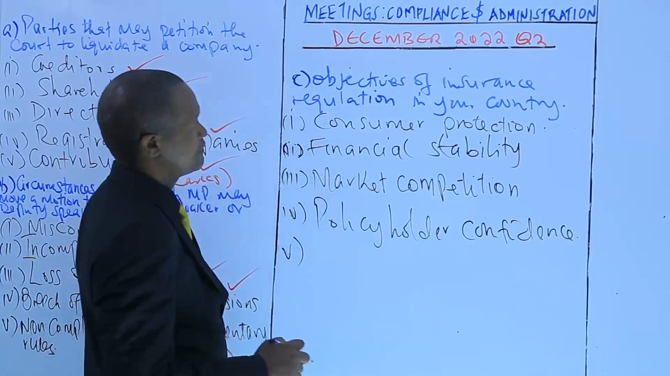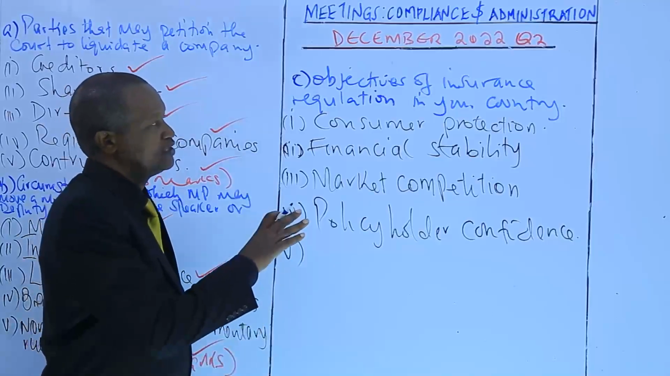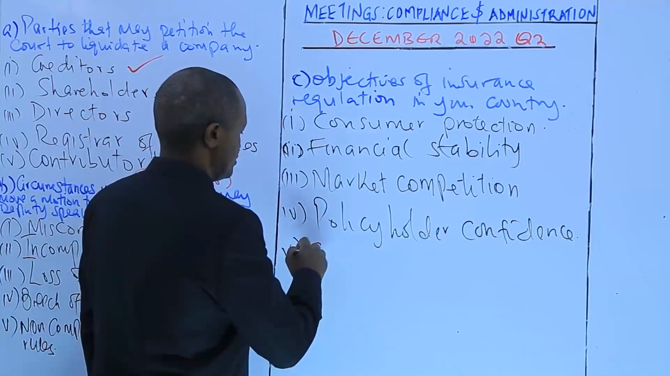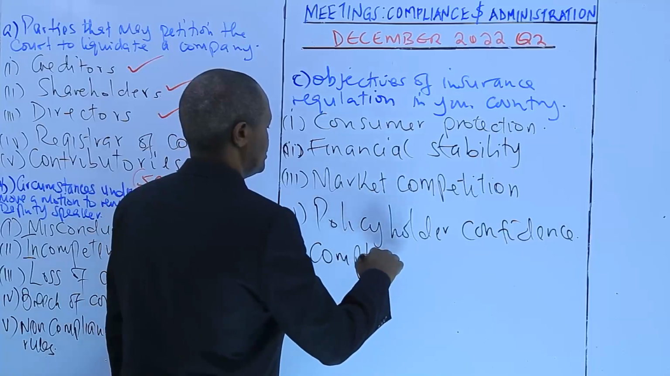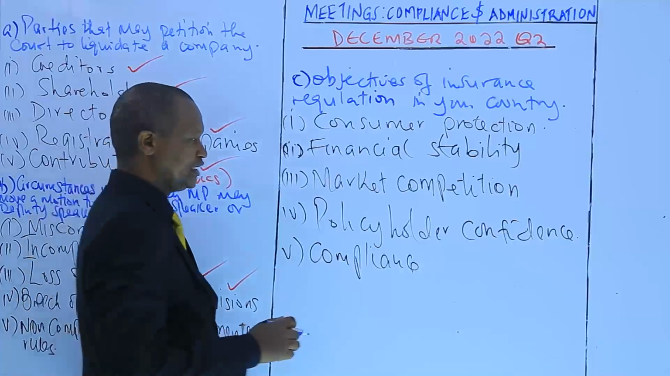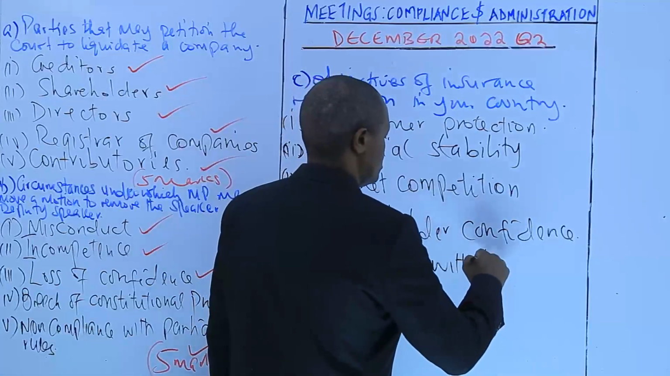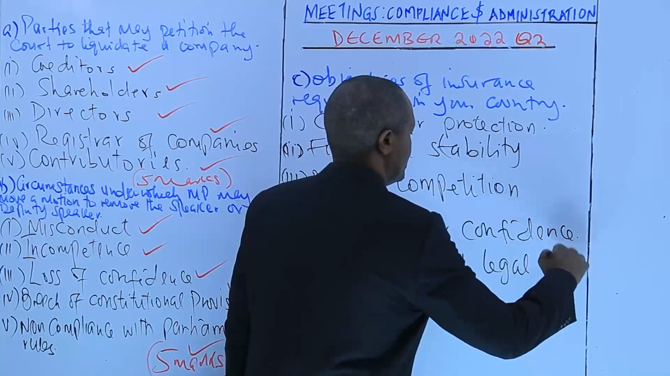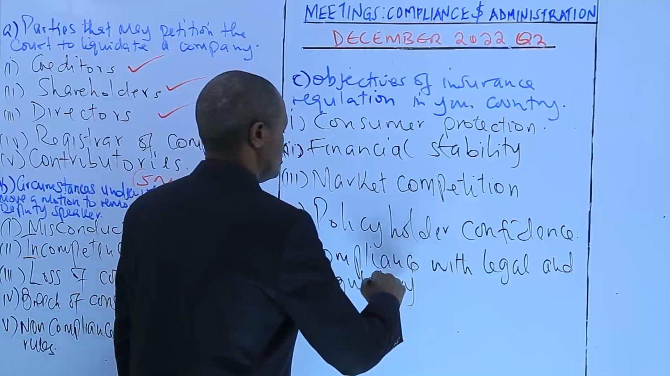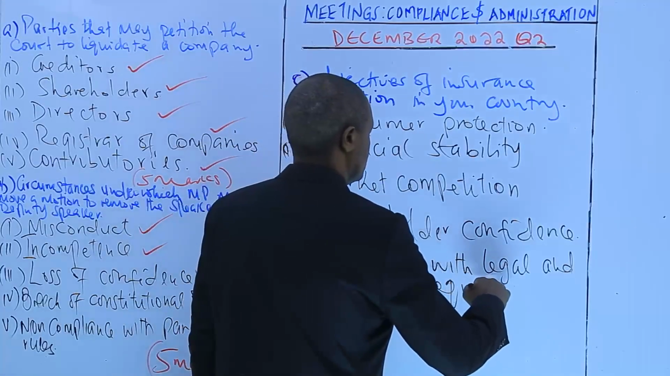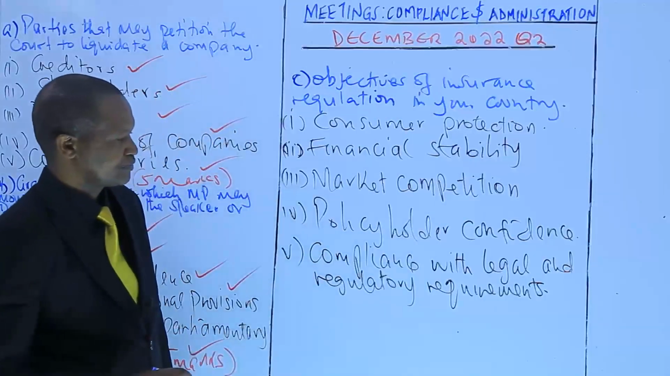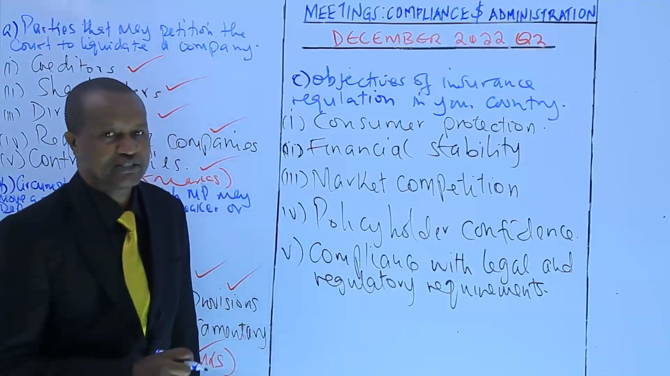Number 5, we are discussing the objectives of insurance regulation in Kenya. Compliance. The last objective has to do with compliance with legal and regulatory requirements.